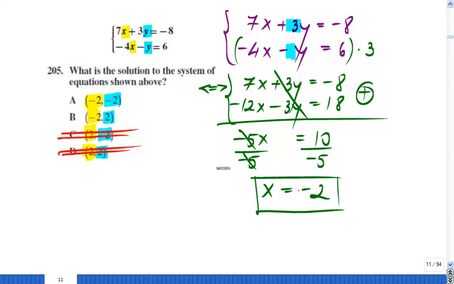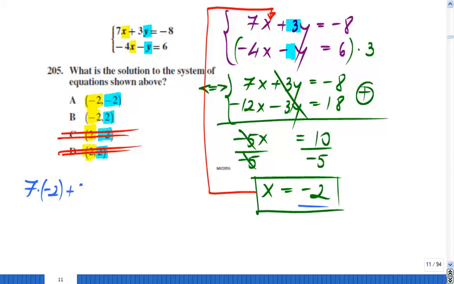To find your y, you take this x and plug it back into any one of your initial equations, whichever you elect. Let's plug it back into the first one and rewrite it. 7 times x, but x is -2. 7 times -2 plus 3y equals -8. What is 7 times -2? That's -14 plus 3y equals -8.